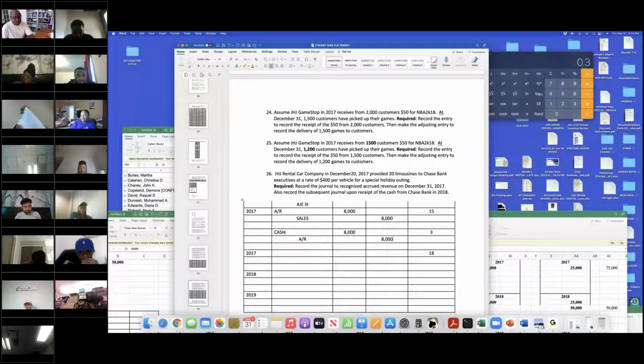So on the accruals, there's nothing really hard about it. So this first entry, this is the AJE here. Here is the subsequent entry to collect the cash. So you've been doing this since almost day one. Any question? Can everybody handle an accrual of revenue? Can everybody handle a type 15 and a type 3?